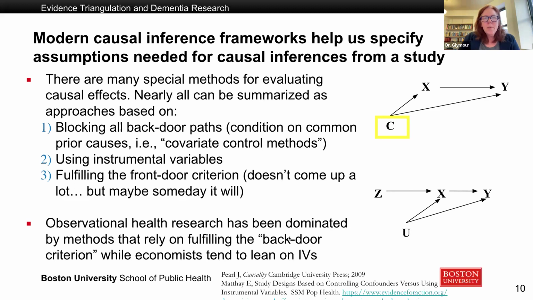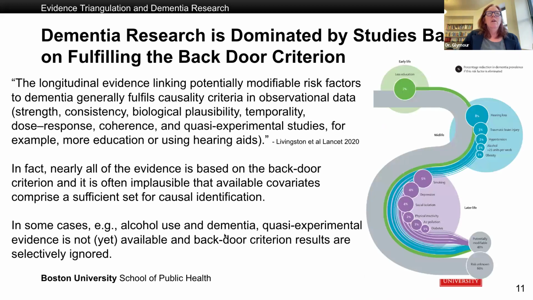So observational health research has been dominated by methods that rely on this first of these options, fulfilling the backdoor criterion. I will note that economists tend to rely much more heavily on instrumental variables. So if you read econ journals, they're much more dominated by IVs or other types of natural experiments. Dementia research is very much dominated by backdoor criterion approaches or covariate control approaches.